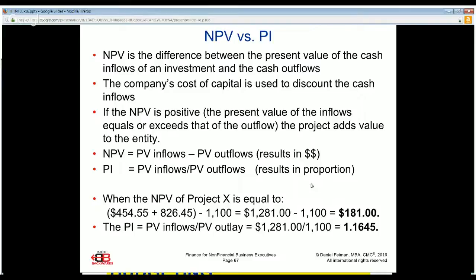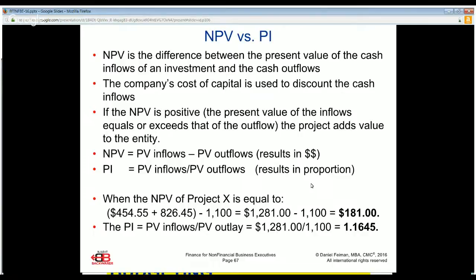So at the bottom of the slide, you'll notice we have a project. We look at the project and we see cash flows of 454.55 and 826.45. Those were the inflows. The outflows were 1,100. We net those out. We come up with a net present value of 181. Is that good or bad?